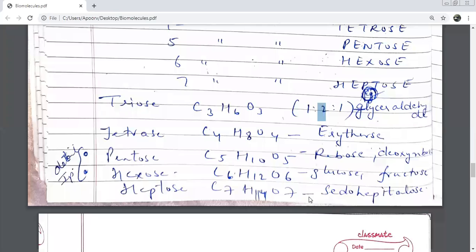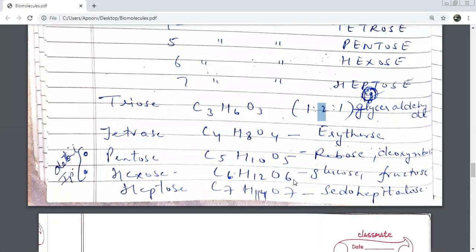So we have studied a bit, and these are the examples. I've tried to give you one example each. Triose, it's glyceraldehyde. Then erythrose, ribose, glucose, and fructose. See, these are the most common sugars. C6H12O6, glucose. This is a hexose sugar.